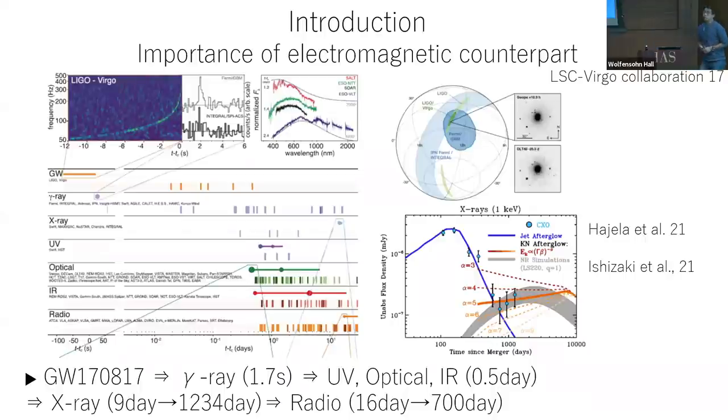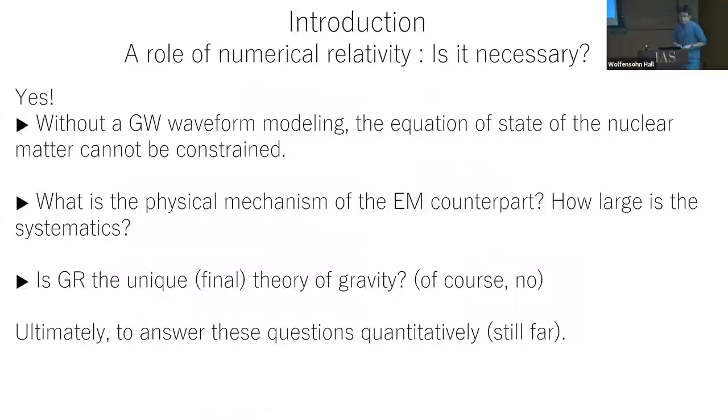So we also confirmed the importance of the electromagnetic counterpart for this event. Needless to say, this is a really famous timeline for GW170817. In this event, the gamma ray, UV, optical, IR, X-ray and radio bands are observed, not simultaneously, but observed. Recently, the excess in the X-ray at 3.5 years after the merger was reported. So the people, including ourselves, discussed what's the origin of this excess. In such an exciting era, I'm going to introduce the role of numerical relativity.